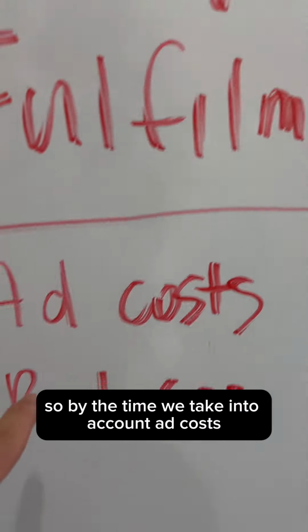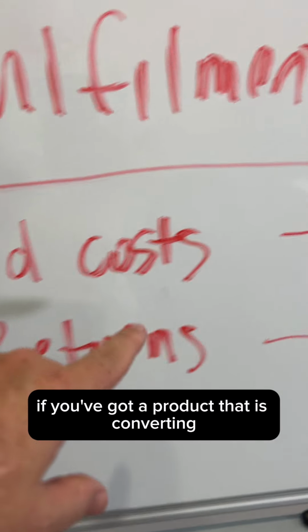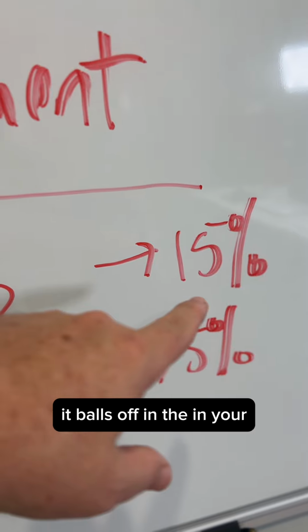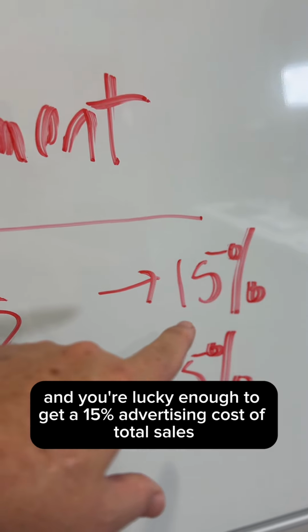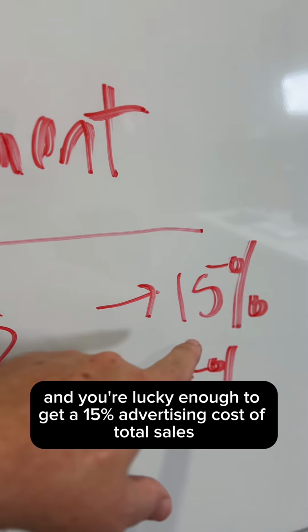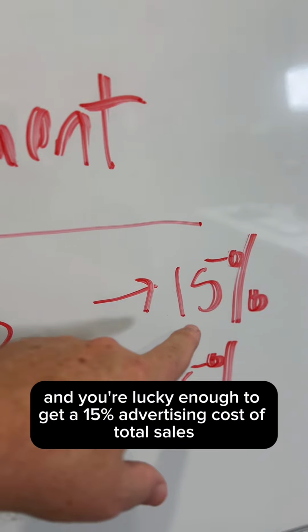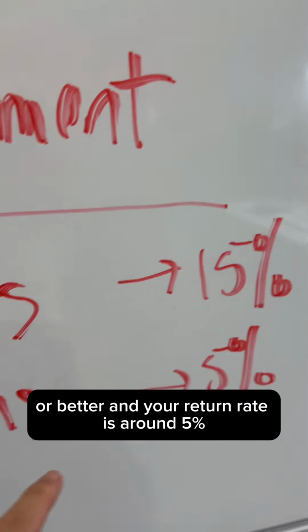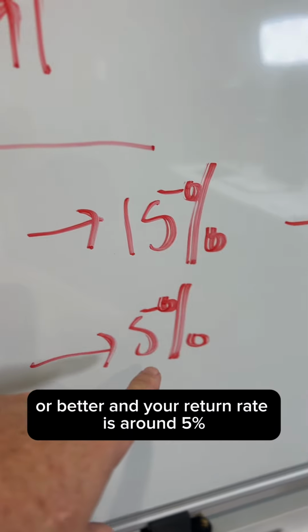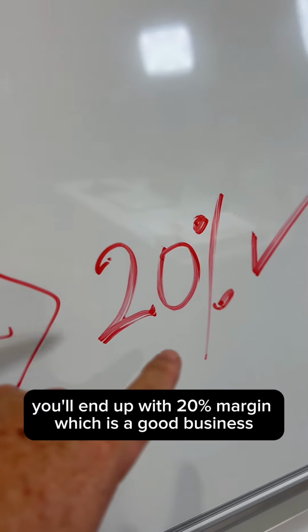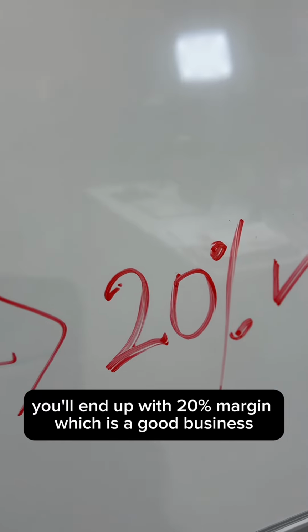So by the time you take into account ad costs, if you've got a product that is converting really well in your category, and you're lucky enough to get a 15% advertising cost of total sales or better, and your return rate is around 5%, you'll end up with 20% margin, which is a good business.